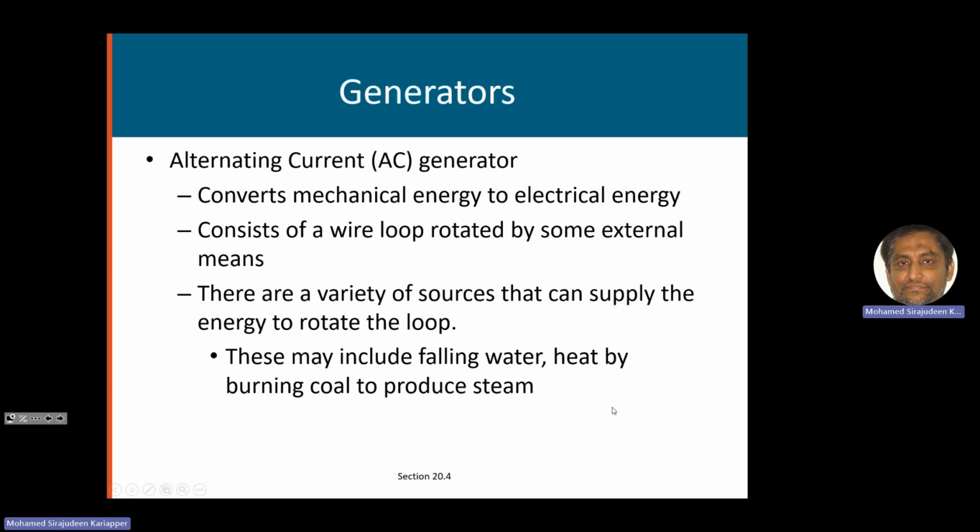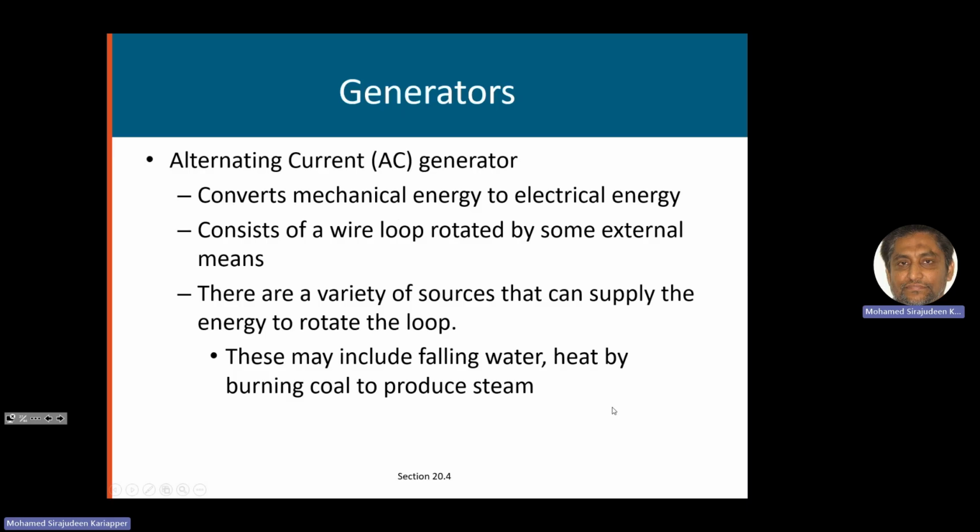What naturally comes is the AC generator. That means the current that comes out from rotating a coil in a magnetic field. Naturally, we will get an AC current. It's not a steady current. It goes up and down, decreases in magnitude, and changes direction. It's an AC current. That's why it's called an AC generator, alternating current generator. It converts mechanical energy to electrical energy.